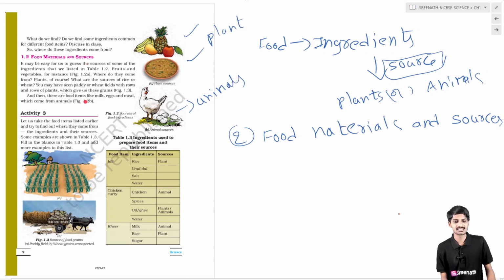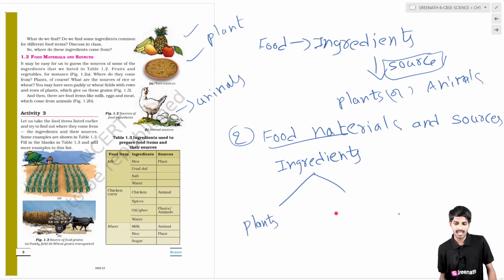So, food materials and sources. Food materials is nothing but ingredients. In order to prepare food, we need so many ingredients. And how are we getting the ingredients? We are getting ingredients from plants or animals. For example, we get fruits from plants. We get eggs from animals. We get milk from animals. We get vegetables from plants.